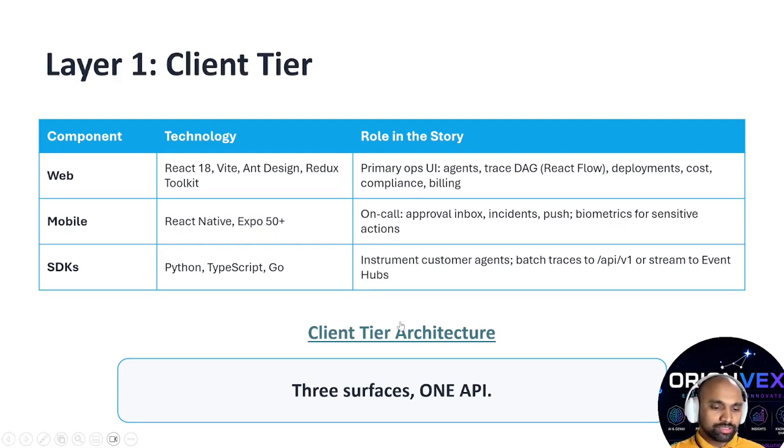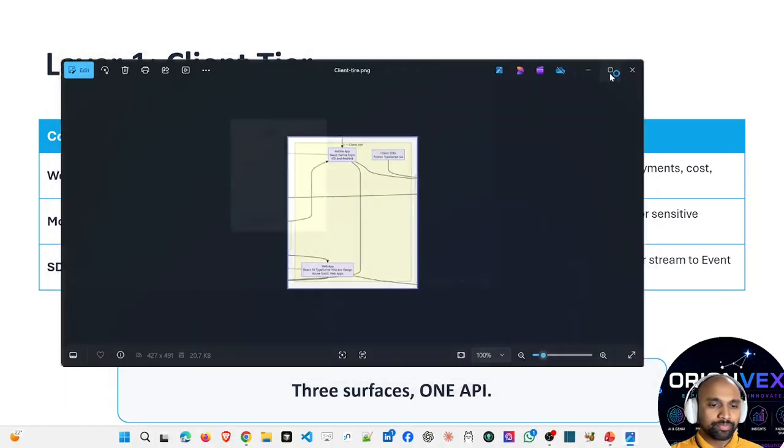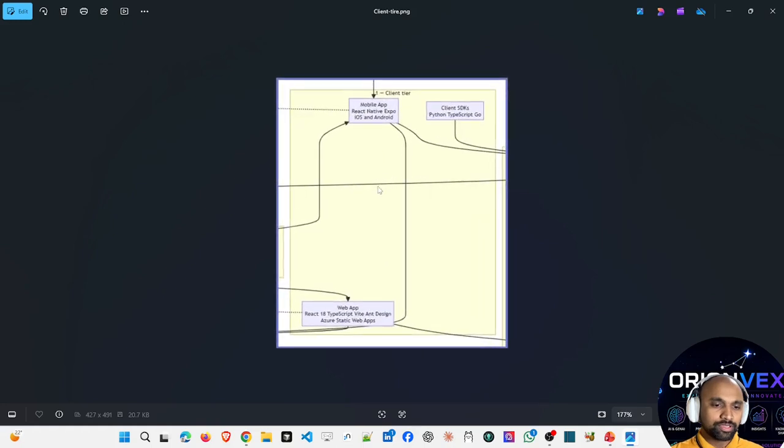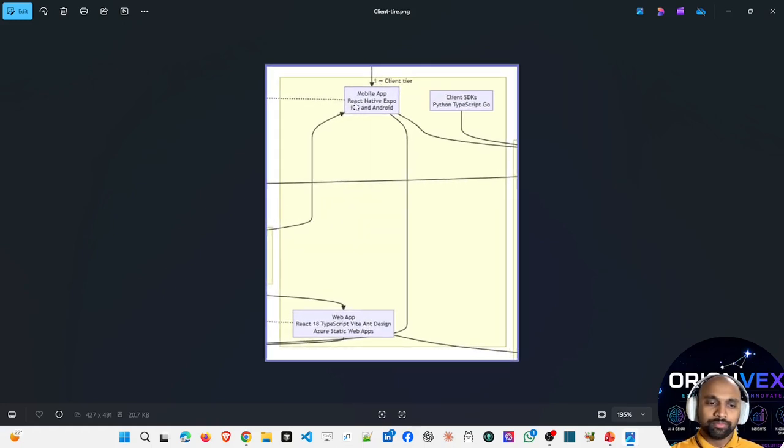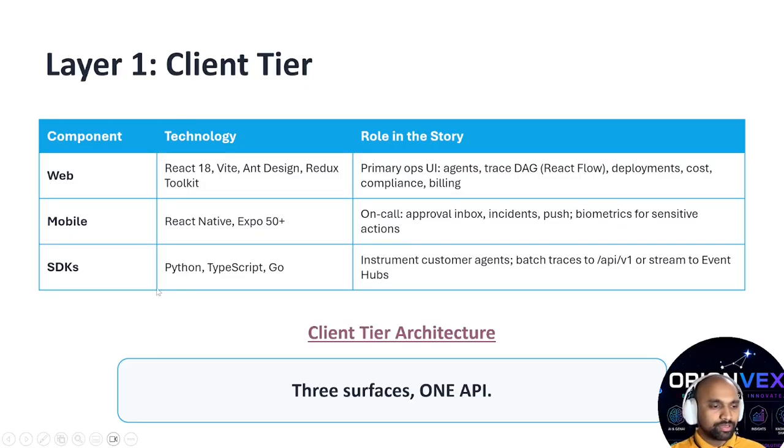Let's see the client tab. I have already shown you that architecture before. If you see, this is the client tab. We have the mobile app, built on React Native for iOS and Android. There we have the client SDK, in Python and TypeScript, that we use to connect the clients. And we have the web application, built on React and TypeScript. This is the client layer.